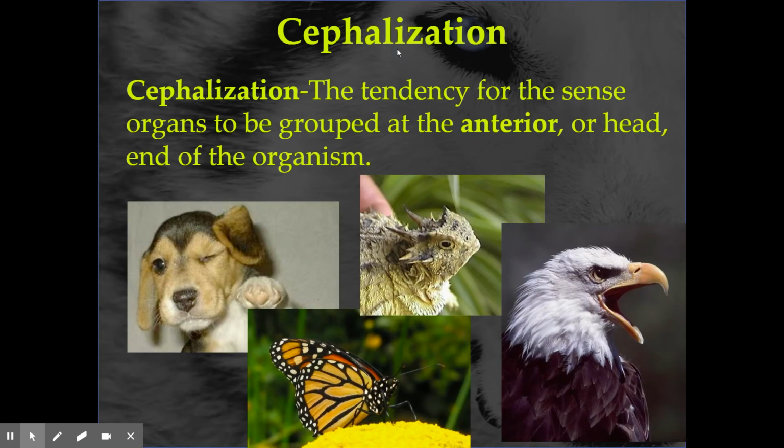So if you think about it, doesn't matter if it's a puppy or a butterfly or an eagle or a horned lizard, a whale, whatever it might be, most of the sense organs are up front. Not to say all of them are. For certain, there are senses you can have elsewhere. Fish have lateral lines down their side and things like that. But most sense organs do tend to be grouped at the anterior.